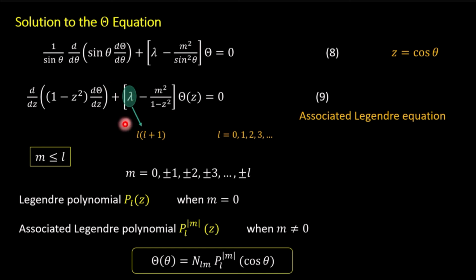with the substitution that the constant lambda must be equal to this constant L into L plus 1, and this L can have values 0, 1, 2, 3, etc., 0 or positive integer values. And this is also a quantum number associated with the particle moving in the spherically symmetric potential, and this is usually called the orbital angular momentum quantum number.